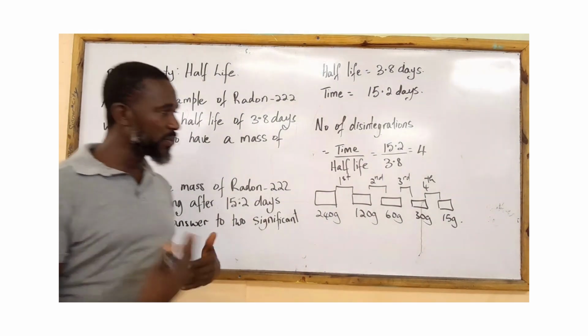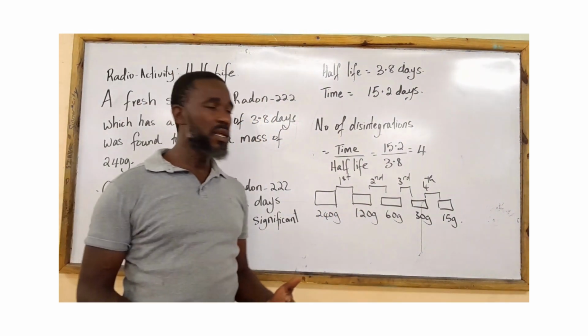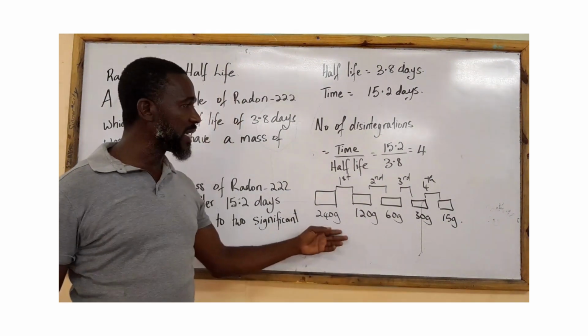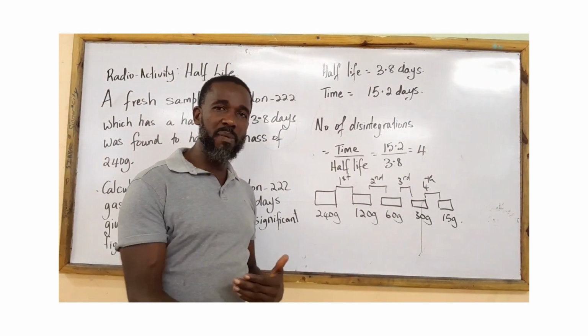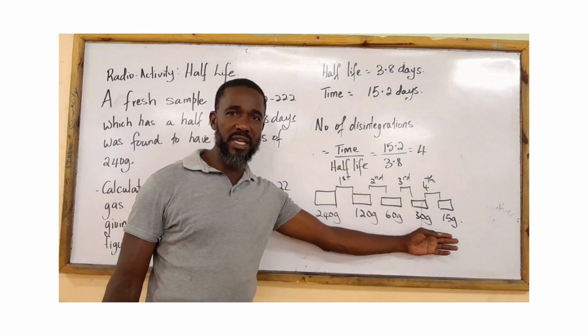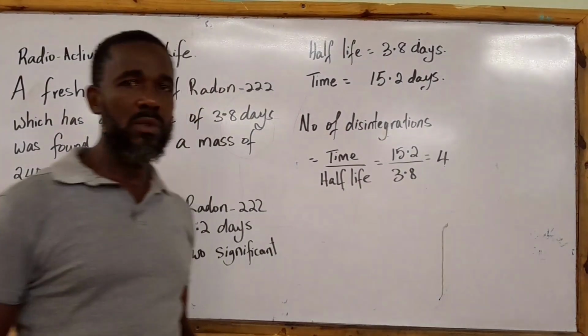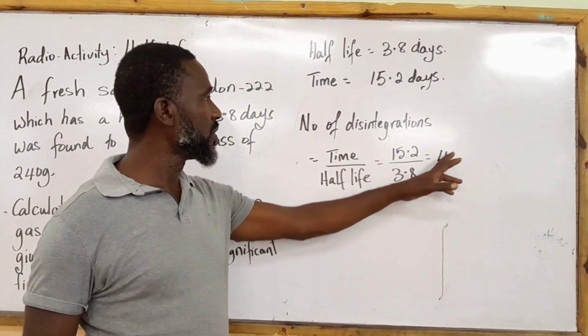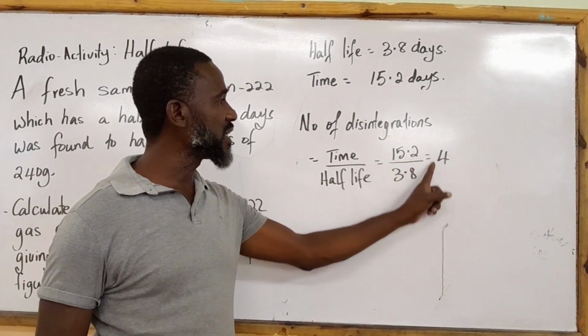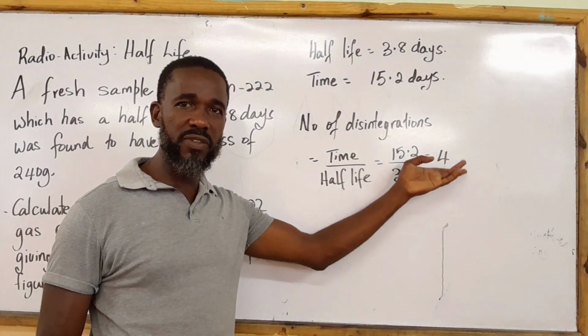Now, this is just one method of doing it. What we're going to be doing after this is looking at using the formula method in order to get the same answer that we have got here. So we recognize that the number of disintegrations was 4.